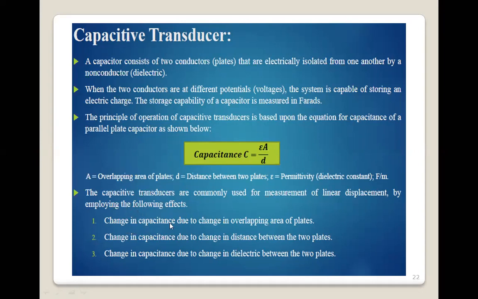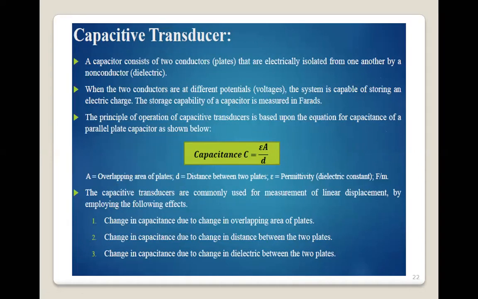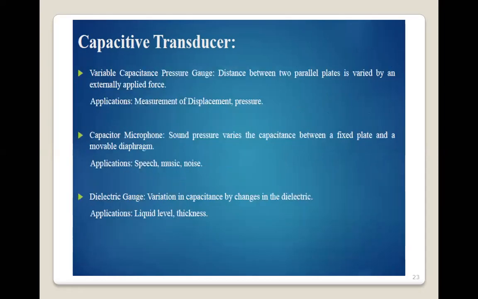Okay, so that means the capacitive transducer is commonly used for the measurement of linear displacement by employing the following effects: change in the capacitance due to change in the overlapping area of the plates, change in the capacitance due to change in the distance between the two plates, and change in the capacitance due to change in the dielectric between the two plates. So the working principle of the capacitive transducer depends on the change in the area of the plate, the distance between the two plates, and the dielectric between the two plates.